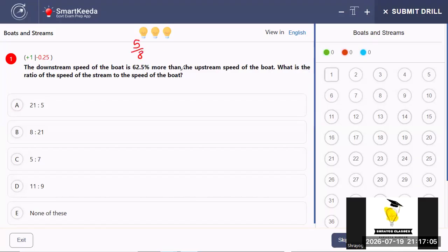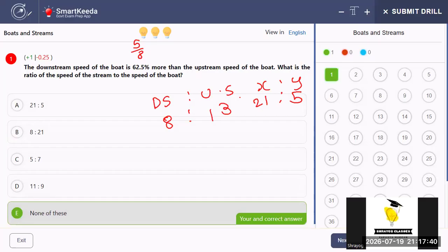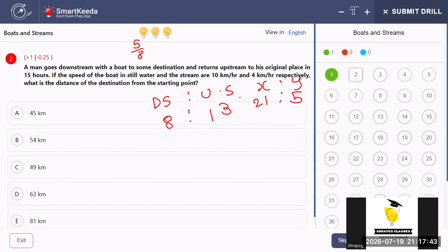5 is 5 by 8 more than the upstream. So downstream and upstream ratio is equal to 8 by 3. Y is equal to 1. We will find what is the ratio of the speed of the stream to the speed of the boat. This is 1, 5, stream now. 5 by 8. 5 by 21.